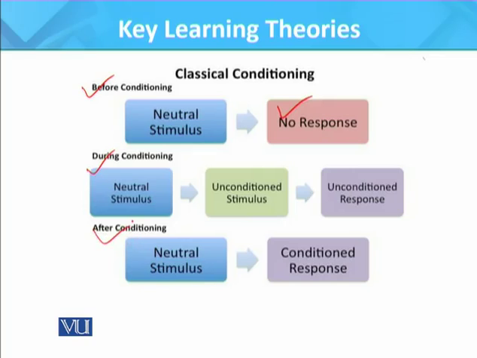After conditioning, in this stage, the neutral stimulus becomes a conditioned stimulus, and it has been associated with the unconditioned stimulus to create a new conditioned response. For example, a person who has been associated with good clothing, nice perfume, is now found attractive. It was unconditioned stimulus, and now when it is found attractive, it becomes conditioned response.